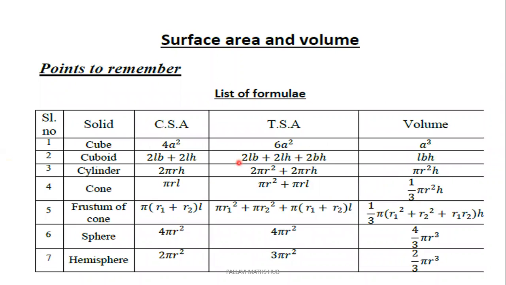Yes, the last one is surface area and volumes. Here also different types of solids are there. So 7 types of solids: cube, cuboid, cylinder, cone, frustum of cone, sphere, and hemisphere. Curved surface area, total surface area, and volume are there. This also I explained in one video, how to remember the formulas related to the chapter surface area and volumes. Please watch that video.